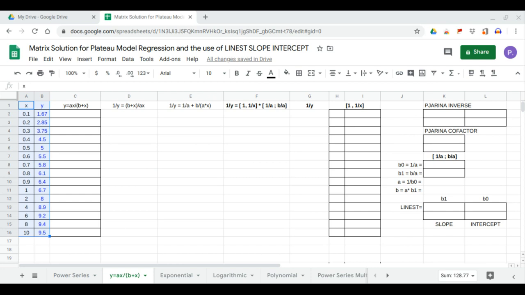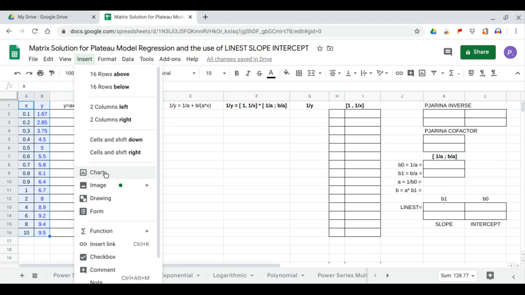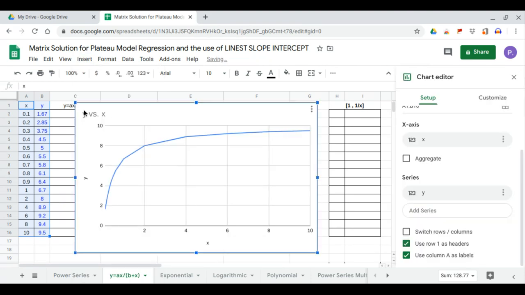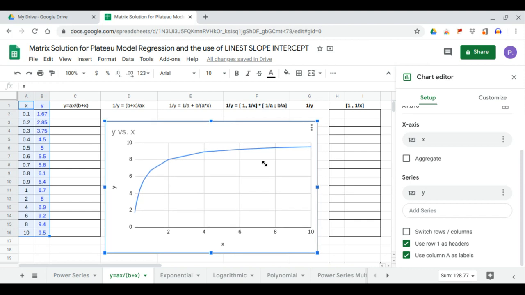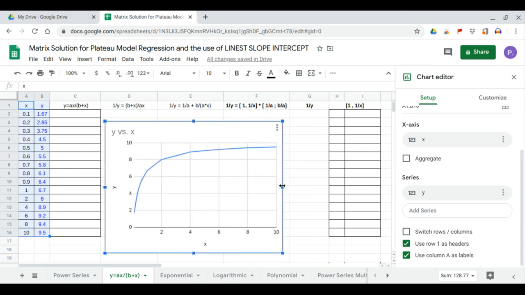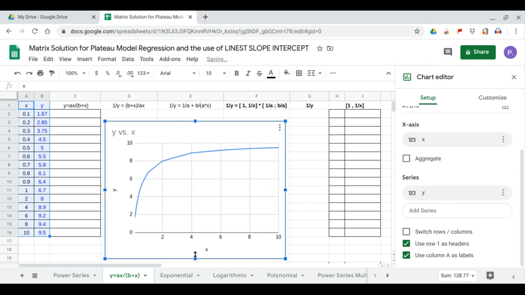In this video, we will use matrix solution for Plateau model regression and the use of LINEST, slope, and intercept. Here we have a data set where this data set plateaus to a value of 10. Let's insert the chart. Here we have our data set plateauing to the value of 10. So we will calculate the values of the equation for this trend line.